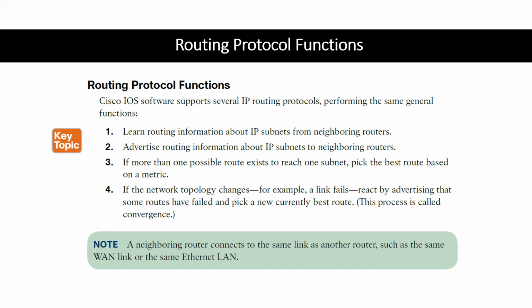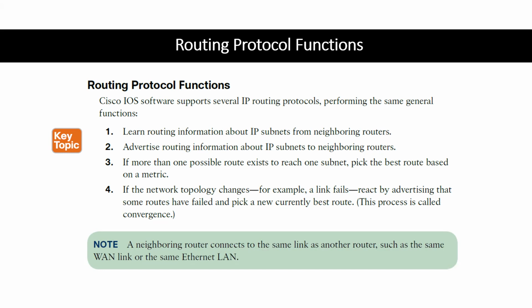So 1, learn routing information about IP subnets from neighboring routers. Whenever you hear about a dynamic routing protocol, OSPF, EIGRP, you're going to hear words like neighborship, or hellos, to discover and create neighborships with different devices, different routers. 2, advertise routing information about IP subnets to neighboring routers. This is one of the main functions that dynamic routing protocols have to do. No matter how they do it, they may be different, but they have to do it.